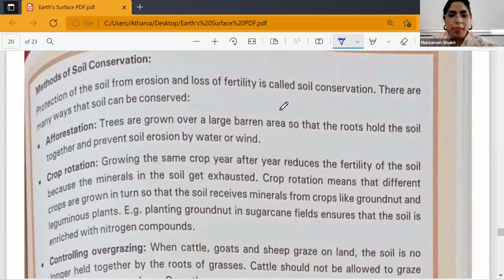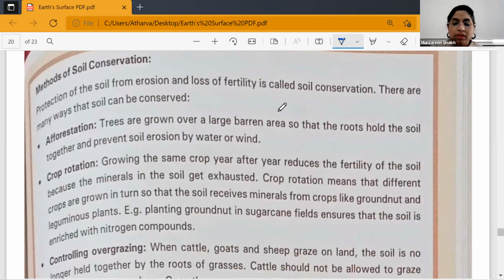Afforestation is the opposite of deforestation, which means that if deforestation means cutting down of trees, afforestation means growing of trees. Very good. So this is one method.